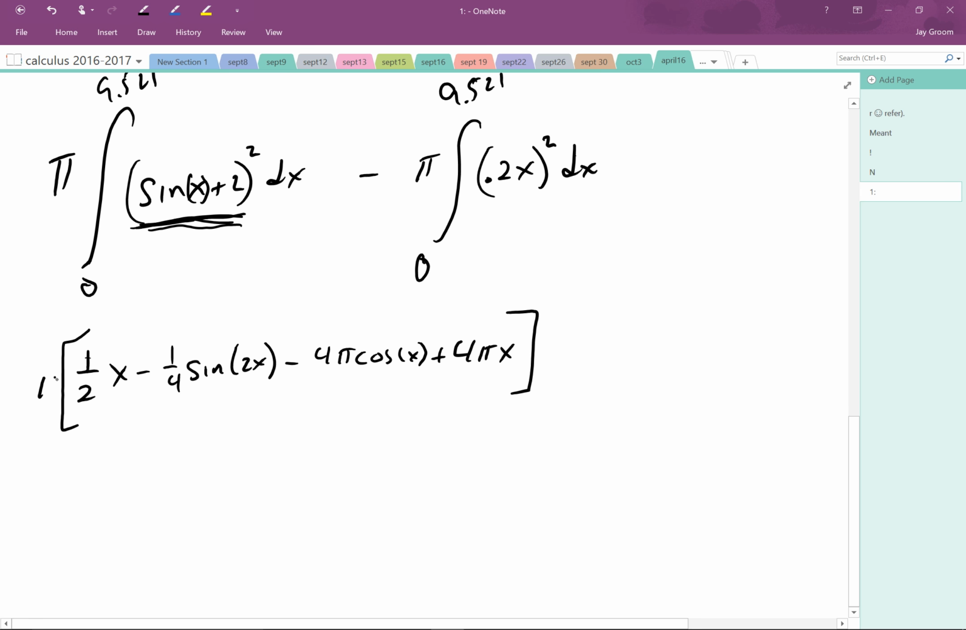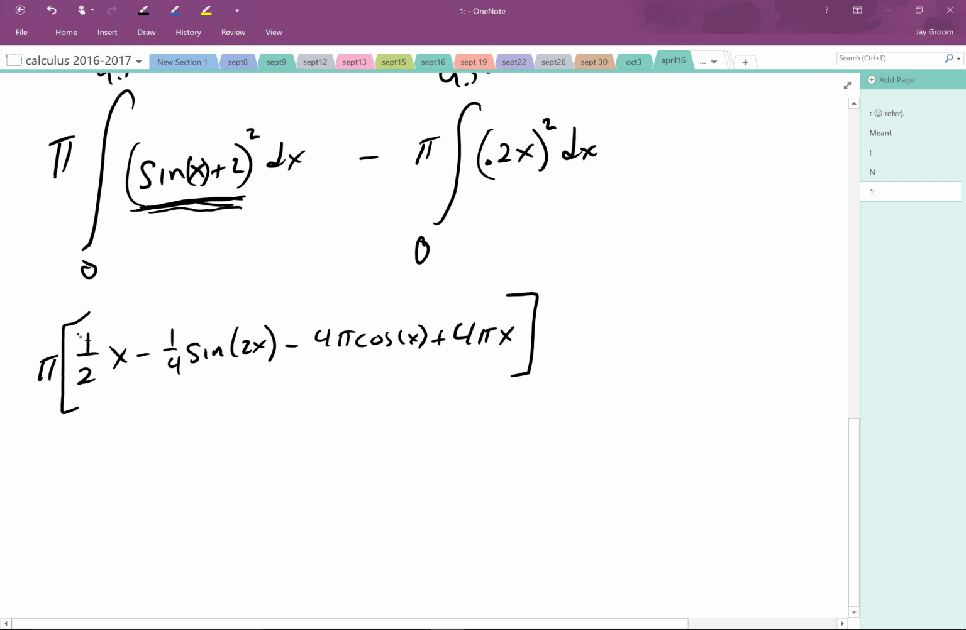Did I times by pi yet? Those two already got times by pi, so let's just put the pi right here and the pi right here. Is that cool with you? So from 0 to 9.521 minus, now this piece is going to be 0.04x squared if you distribute it out.